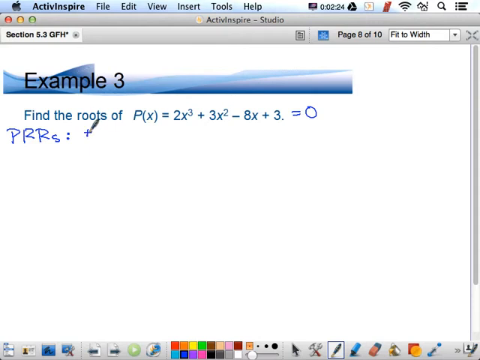So we know that that will be plus or minus all the factors of the constant, which would be what? 1 and 3. Divided by all of the factors of the leading coefficient, which would just be 1 and 2. And then we need to split that up and actually look at them so we can see which ones we need to test to find that first 0. So that gives us plus or minus 1 over 1, 3 over 1, so 1 and 3, and 1 over 2 and 3 over 2.